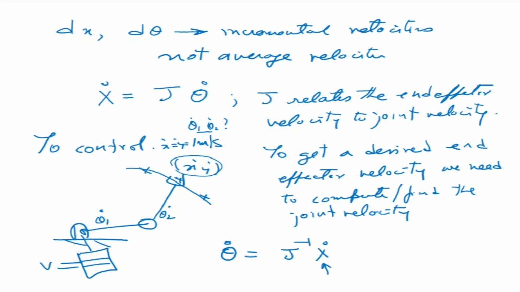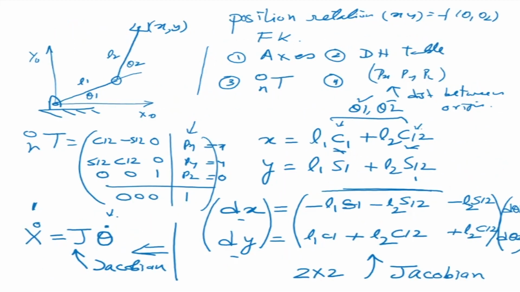Let's look at this equation again, and also at the matrix. Please remember, this is a 2 by 2 matrix. So theta dot is equal to J inverse of x dot. What is the inverse of J? It is the adjoint of J divided by the determinant of J, into x dot. So now we see that the joint velocity is equal to the adjoint of J by the determinant of J into the end effector velocity.